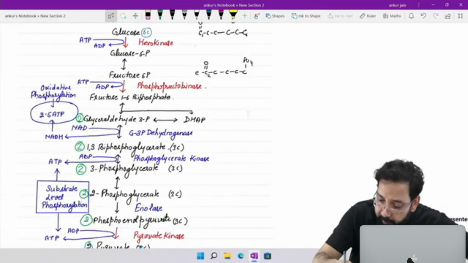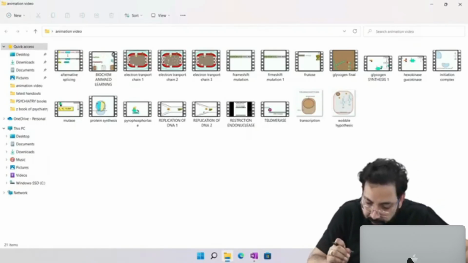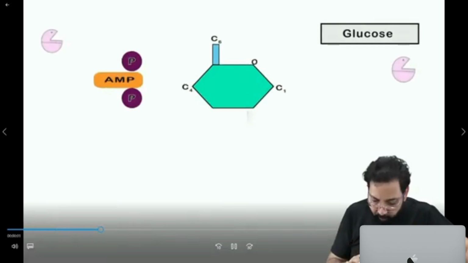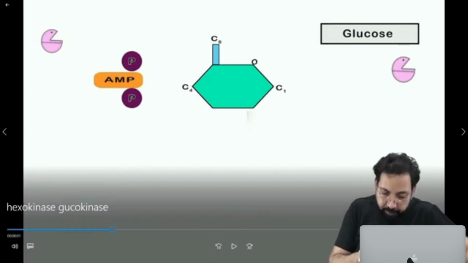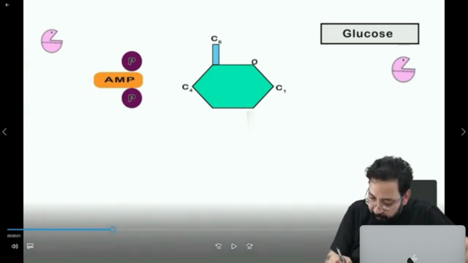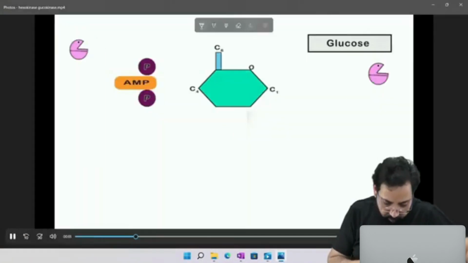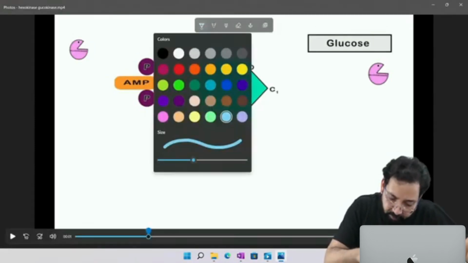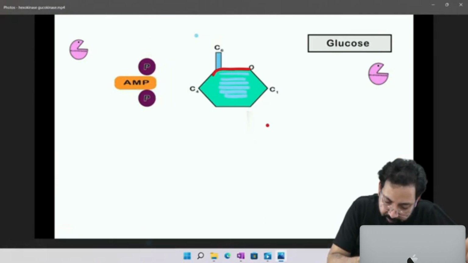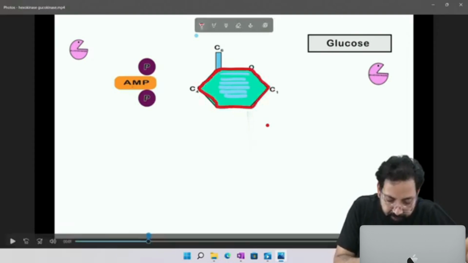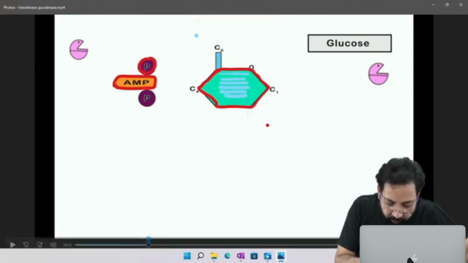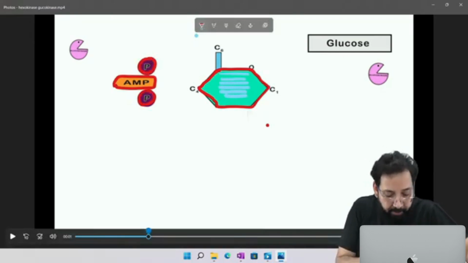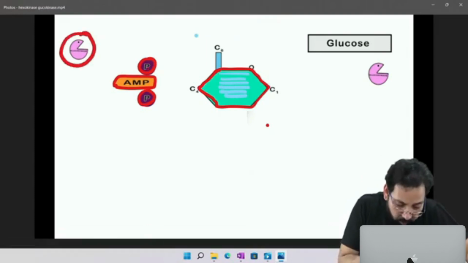Let me try to show you. I have tried to make some animation. Look at the screen. This is glucose. If I say this is the cyclic structure of glucose, yes, this is the cyclic structure of glucose. And this is ATP, adenosine triphosphate, which is AMP plus 2 phosphates. This is hexokinase or glucokinase.